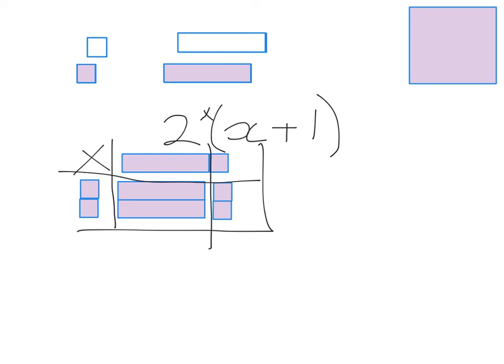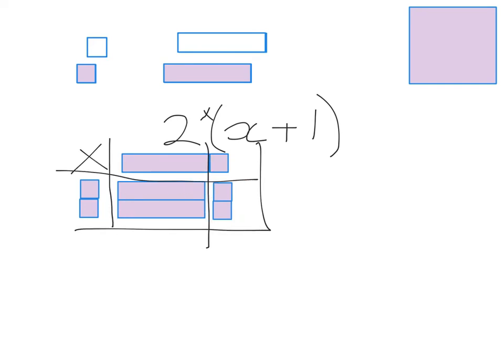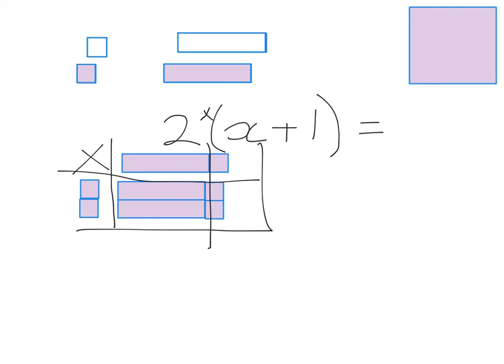And then if I were to put this whole thing together, just move it across a bit, it's going to look the same as it did before, and as we said before, the area of this is 2x plus 2. So this is 2x plus 2.